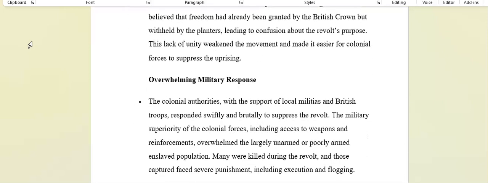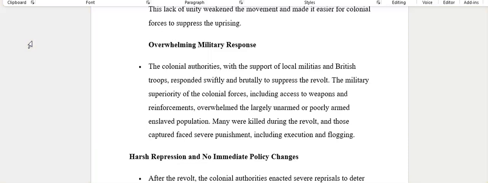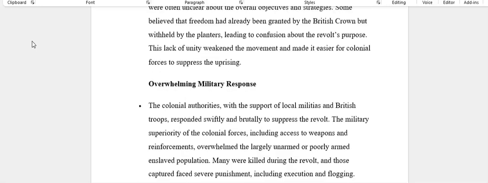Another one was the overwhelming military response. The colonial authorities, with the support of local militia and British troops, responded swiftly and brutally to suppress the revolt. The military superiority of the colonial forces, including access to weapons and reinforcements, overwhelmed the largely unarmed or poorly armed enslaved population. Many were killed during the revolt, and those captured faced severe punishment, including execution and flogging.